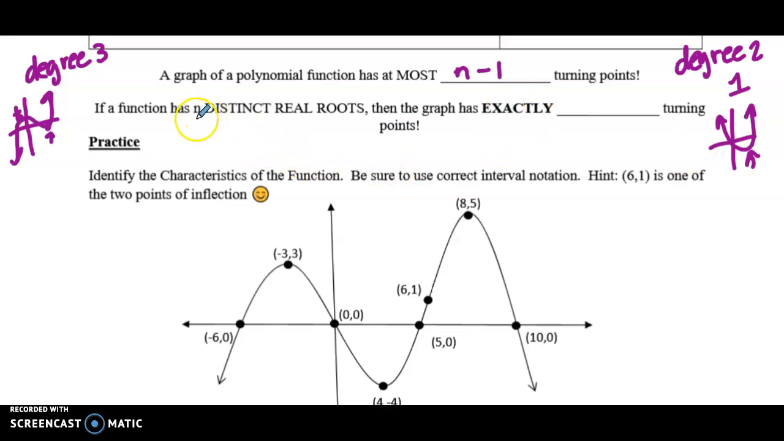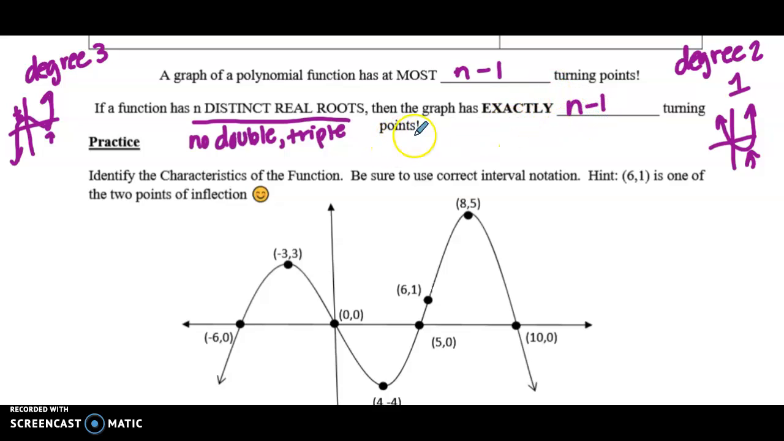Now, it says if a function has n distinct real roots, what that means is all of the x-intercepts are different. It means there's no double roots, no triple roots, no roots to the fourth, etc. Then it has exactly n minus 1 turning points.